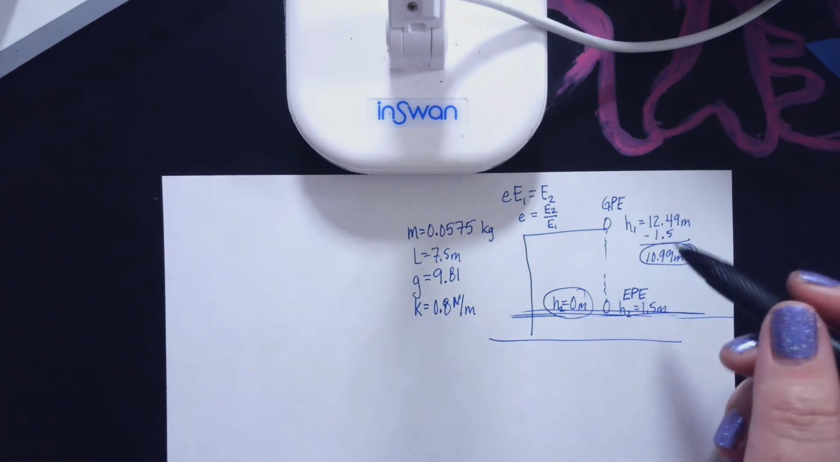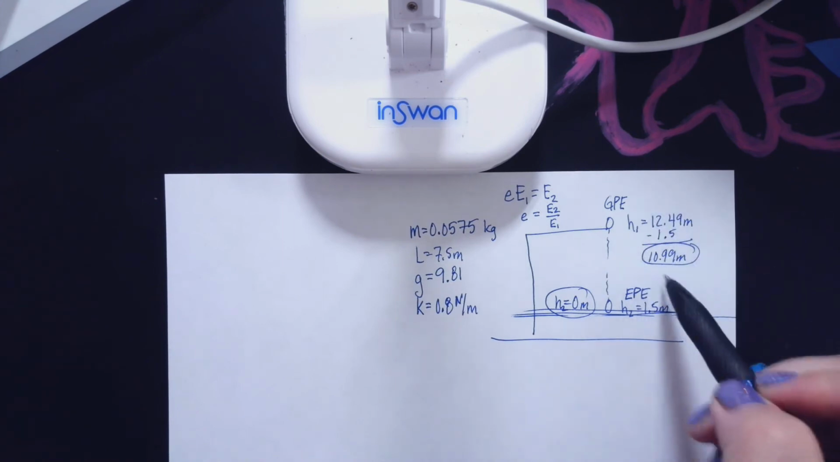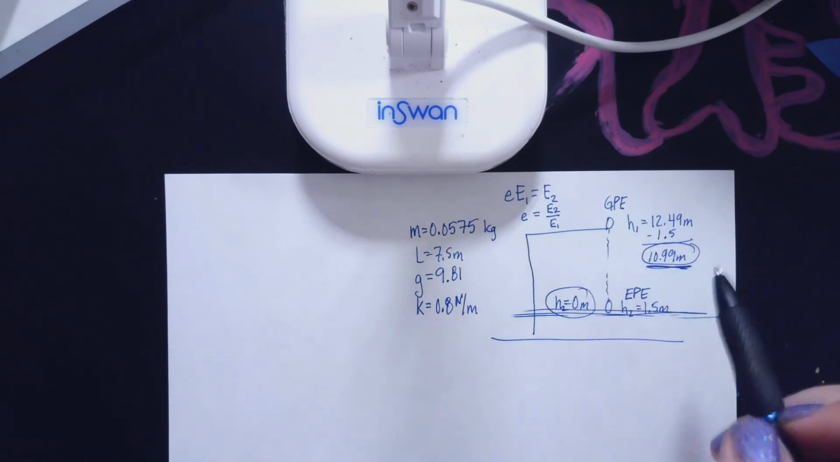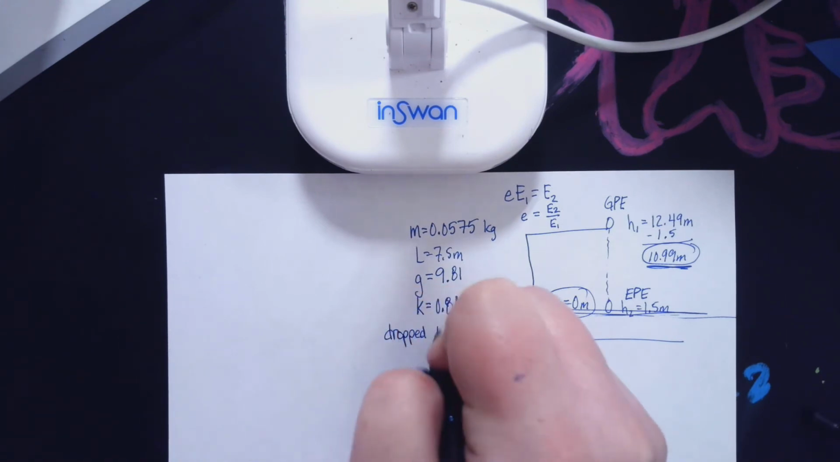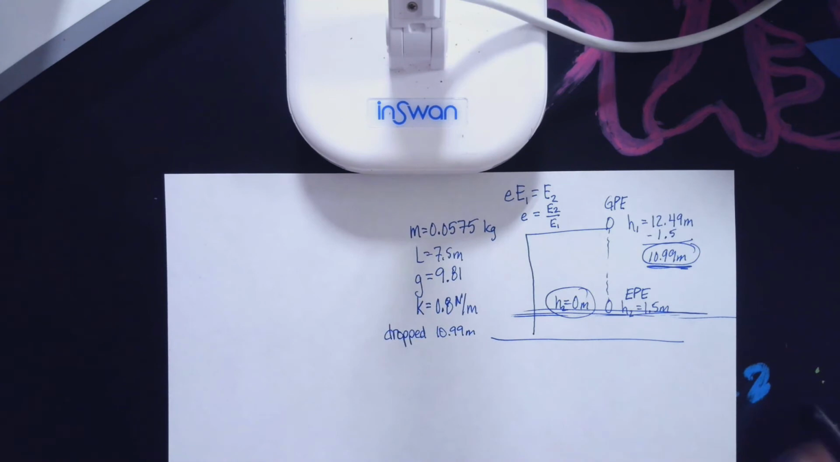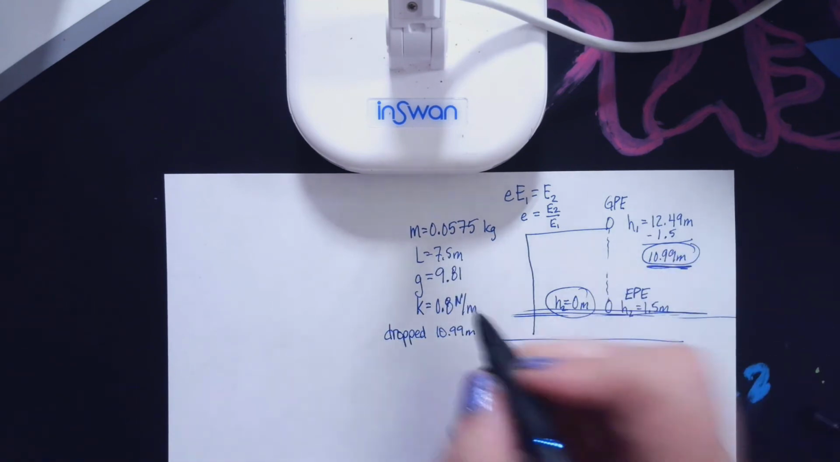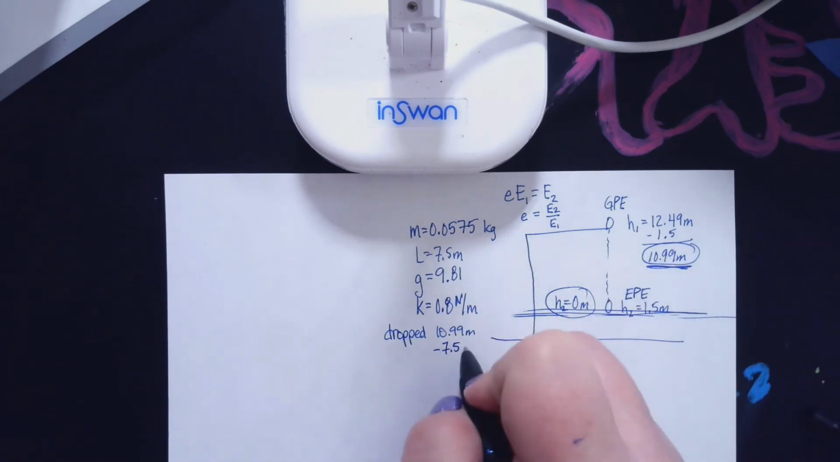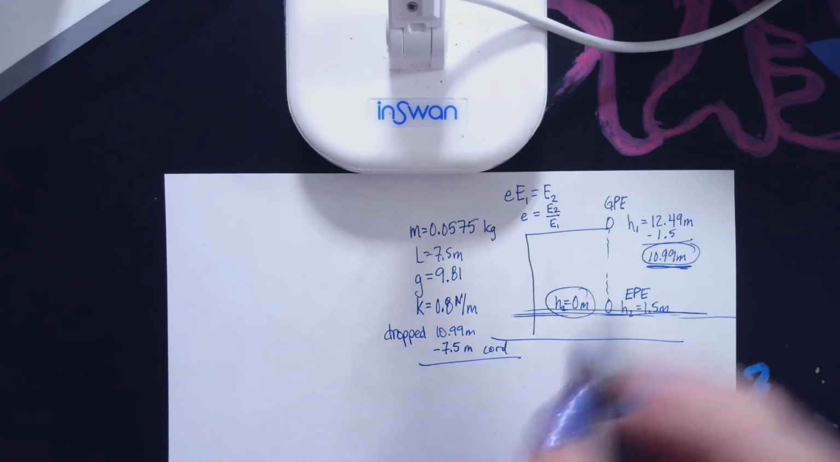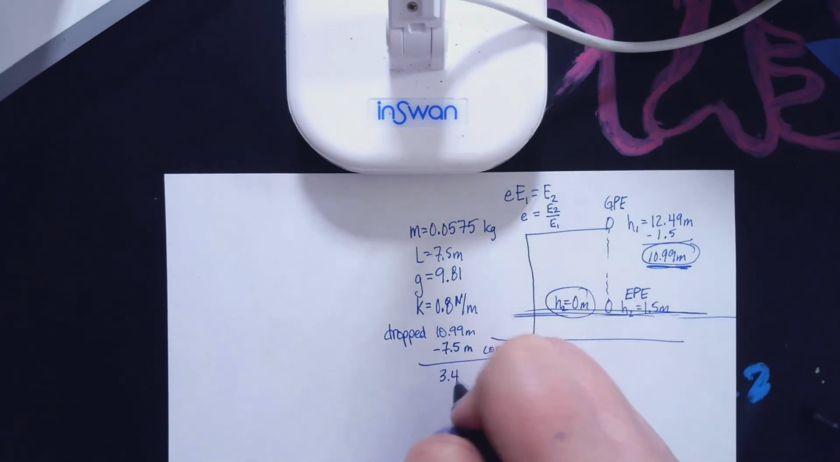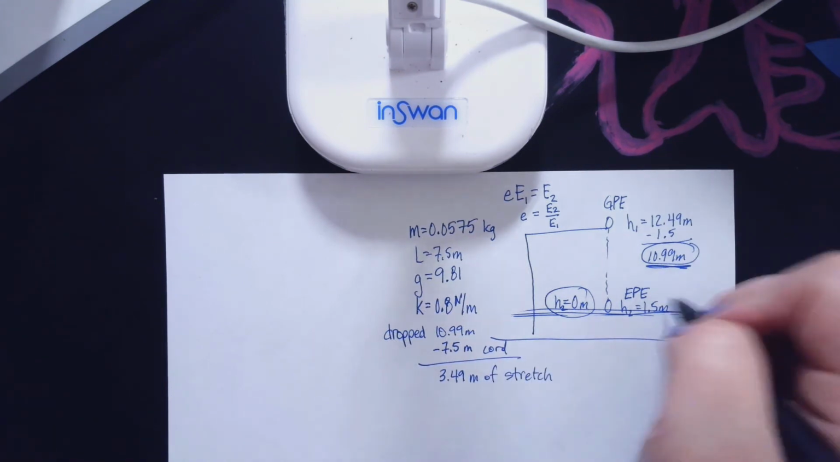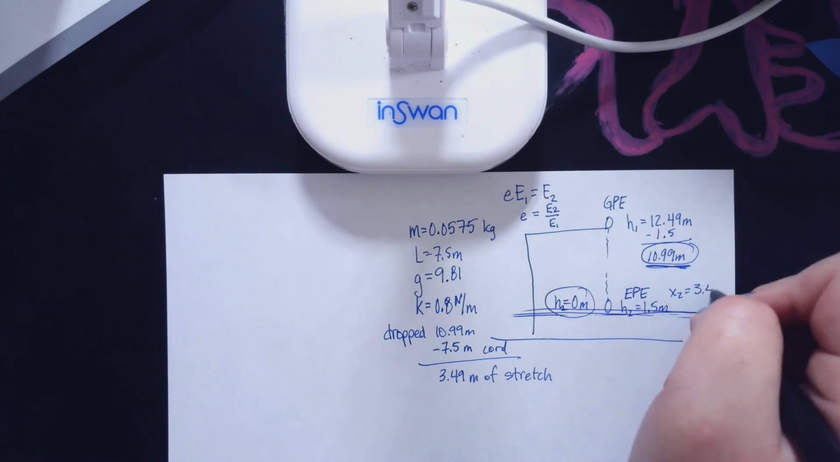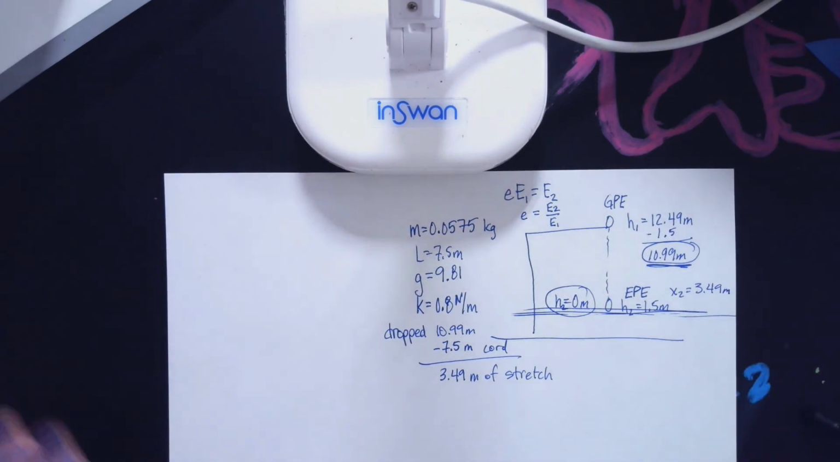Okay, a couple more things we have to do. We already know that this thing dropped 10.99 meters. So if our cord length is 7.5 meters, that means that it stretched an extra 3.49 meters. So that's the stretch we're going to use here. x2 is going to be 3.49 meters. So that's how we get ourselves set up.